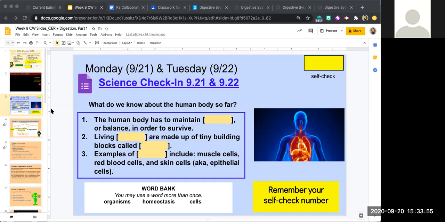Living blank are made up of tiny building blocks called blank. I'll give you a moment to think. Pause the video if you need time to think. Living organisms are made up of tiny building blocks called cells. And then number 3, examples of cells include muscle cells, red blood cells, and skin cells, aka epithelial cells. So your self-check number today is going to rate yourself, how well did you know this information? Give yourself a number 1 through 5, 5 being I knew this information very, very well.